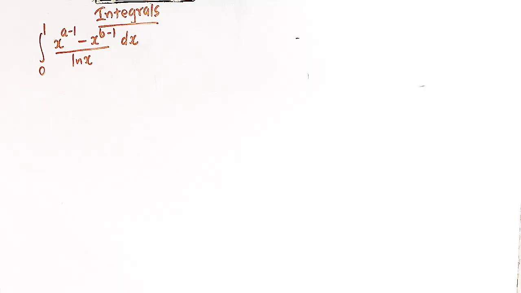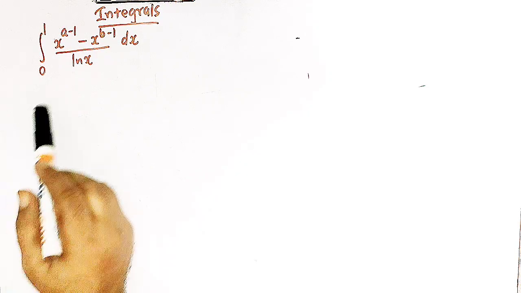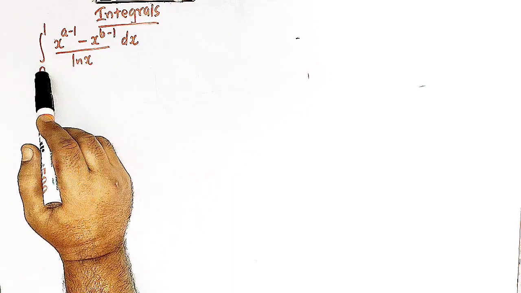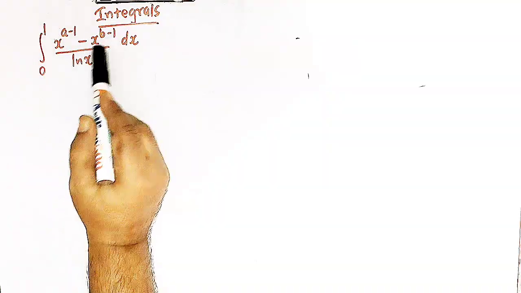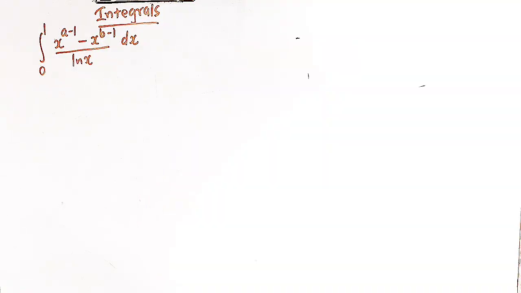Hello viewers, in today's session we are going to discuss another problem from integration, and in this session we are going to evaluate this integral, that is 0 to 1 x raised to a minus 1 minus x raised to b minus 1 divided by natural log of x, right? So here we are going to make use of the method of differentiation under the sign of integration, right?